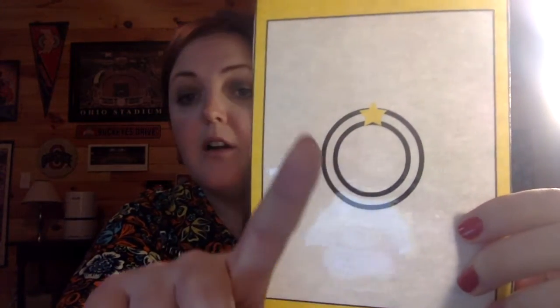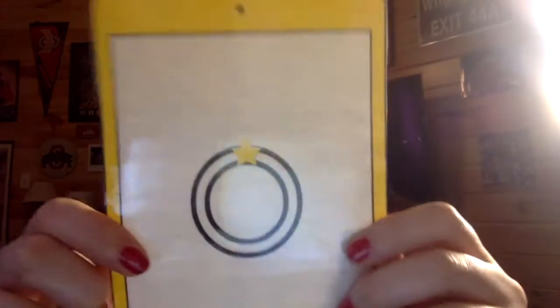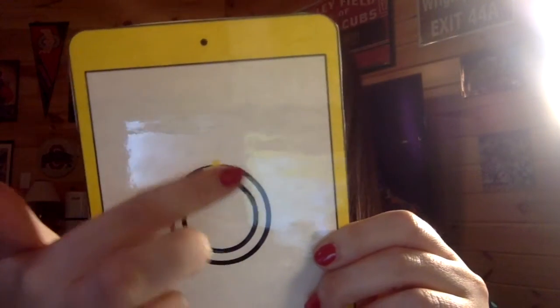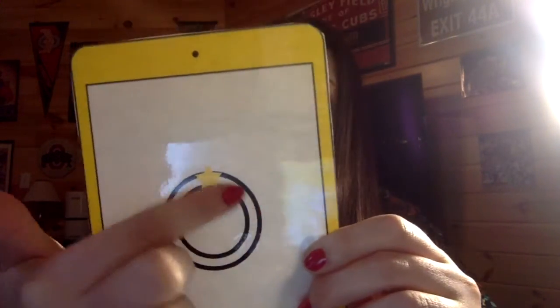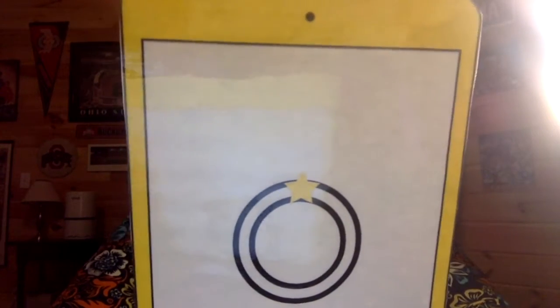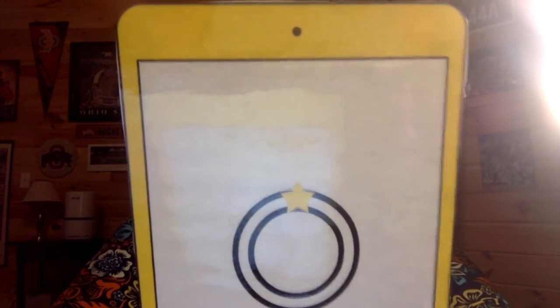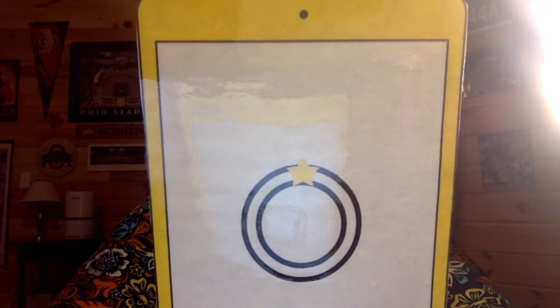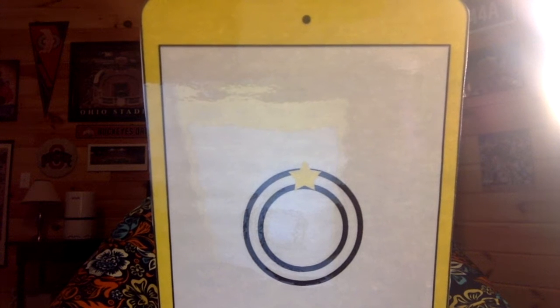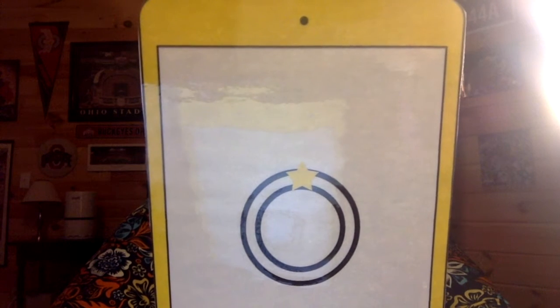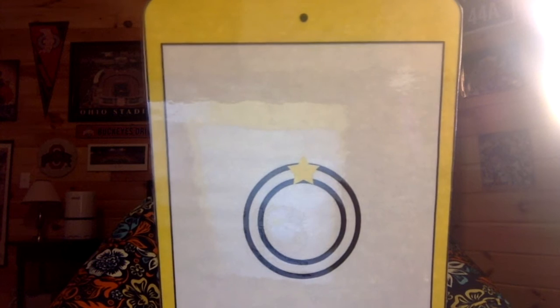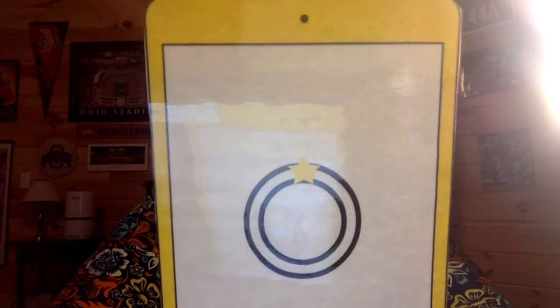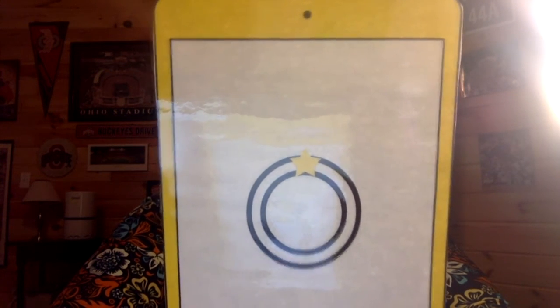screen and you are going to trace. So you're going to trace the O with your finger. Trace the O. So you're going to curve around and close. Curve around and close. Your turn. Hold your finger up. Curve around and close. Two more. Curve around and close. Last one. Curve around and close.